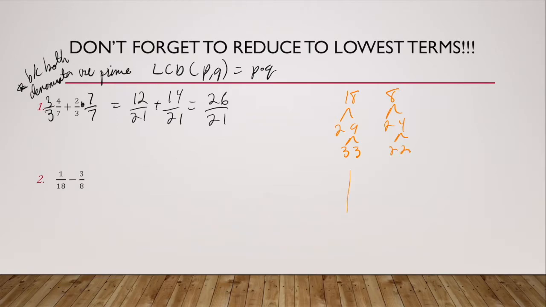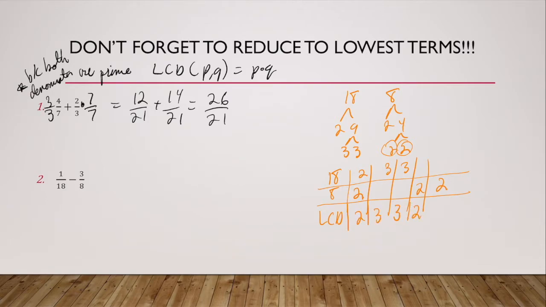So to find the LCD, I want to collect all the factors they have in common. 18 factors into a 2, a 3, and a 3. 8 factors into a 2, and then 2 more 2's that aren't accounted for. So the LCD is going to be 2 times 3 times 3 times 2 times 2, which is 72.